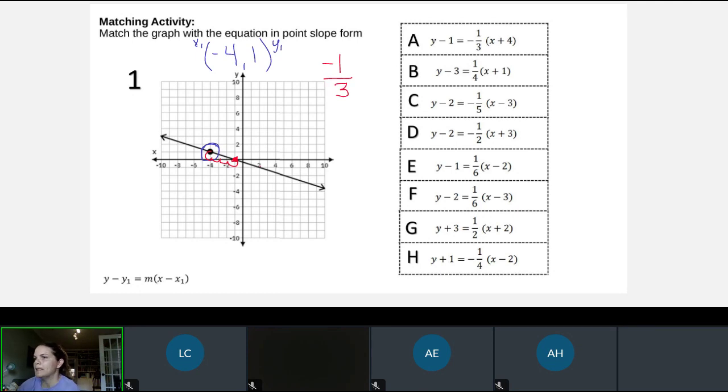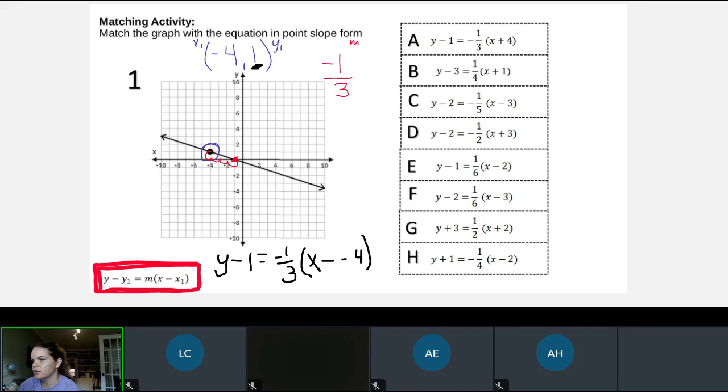Alrighty, so now I have my slope and my point. So this down here is our point slope form. Yeah, it looks scary, but it's not. So all I'm going to do is rewrite it, but plug in the information I pulled from the graph. So y minus 1, I got that from my y1, equals -1/3 times x minus -4, which would become x plus 4. Yep, good. So as you can see, this matches with the equation from A.